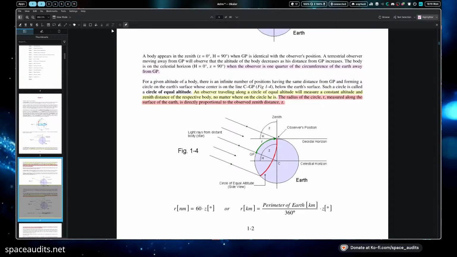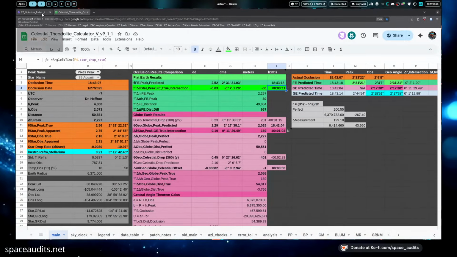All right. So with that premise in mind, what we can do is make geometric predictions on intersection timings, which correspond to occlusions when a star gets occluded.